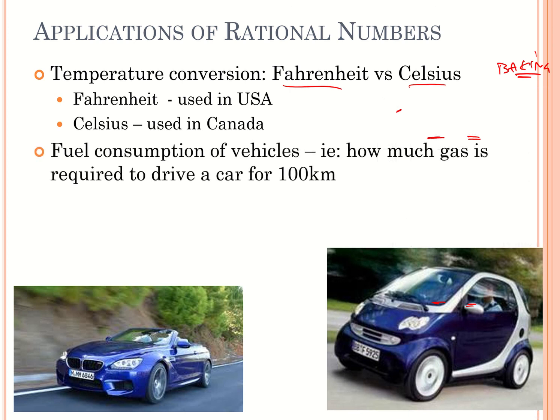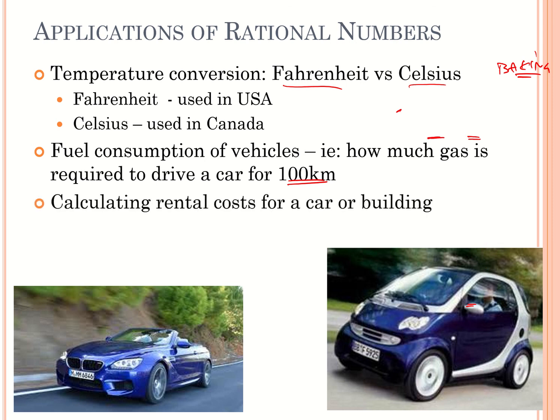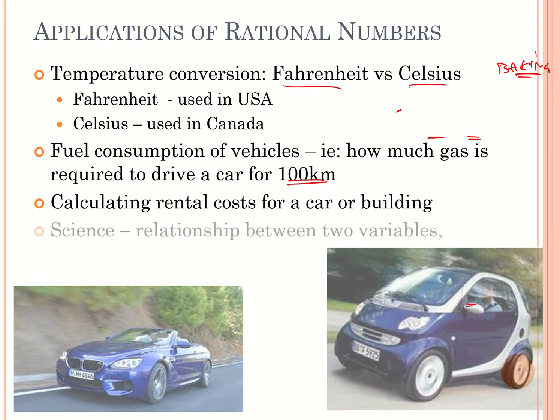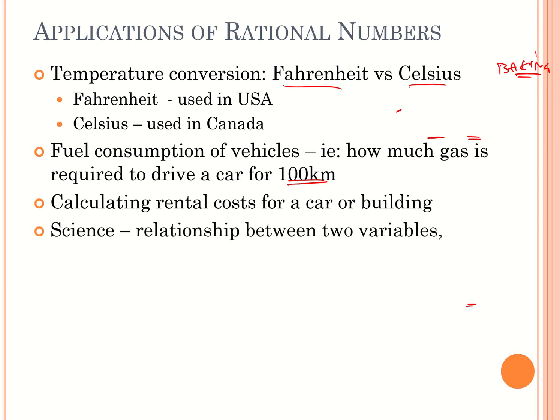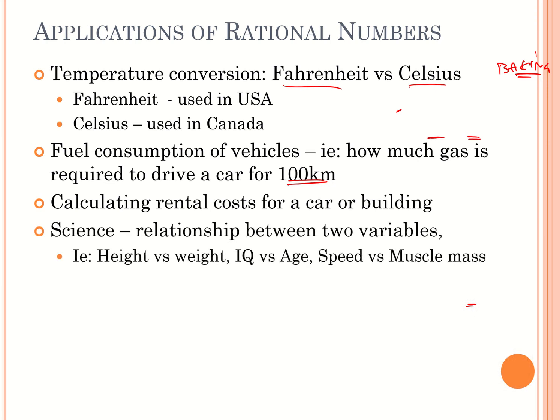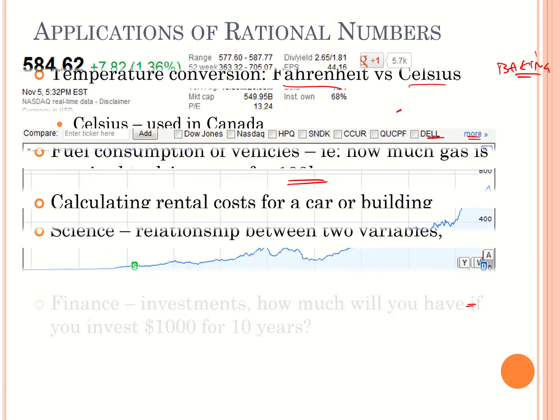Another thing is fuel consumption with vehicles, and how much gas is being used to drive 100 kilometers. That's the rate of consumption with most vehicles. So a smart car like this would use very little fuel. A sports car like this BMW would probably use a lot more gas. Calculating rental costs for a car or a building. Anything that has to do with science, you're going to be dealing with order of operations all the time. I'm going to show you some formulas later on, you can look at them yourself.